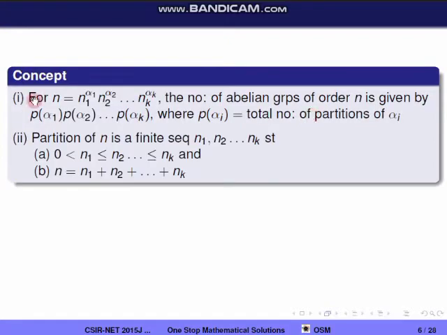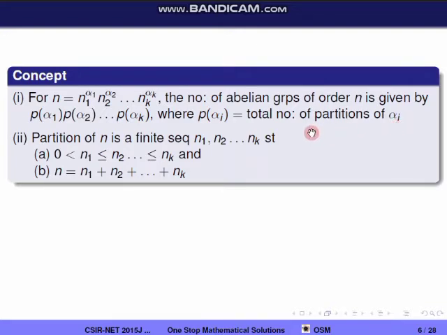For n is equal to n1 power alpha 1, n2 power alpha 2, etc. up to nk power alpha k, the prime factorization of n, the number of abelian groups of order n is given by the formula p of alpha 1 into p of alpha 2, etc. up to p of alpha k, where p of alpha i is the total number of partitions of alpha i.